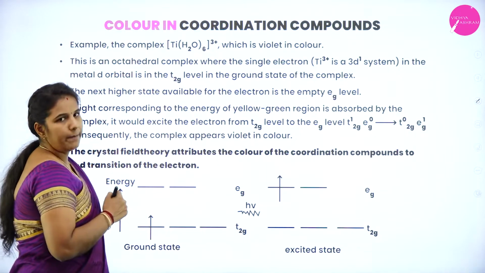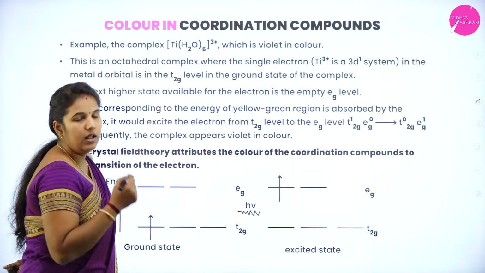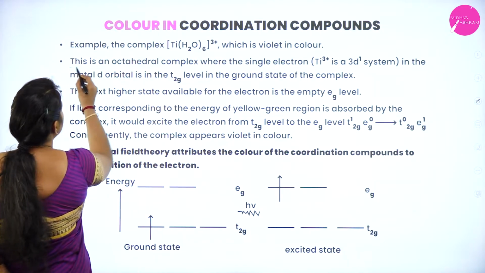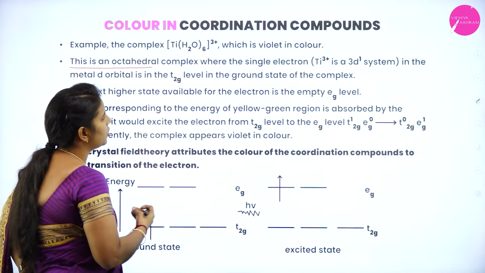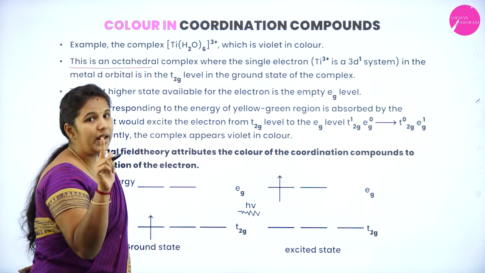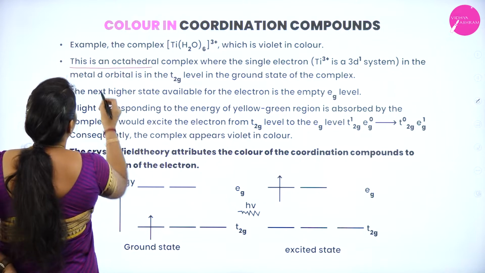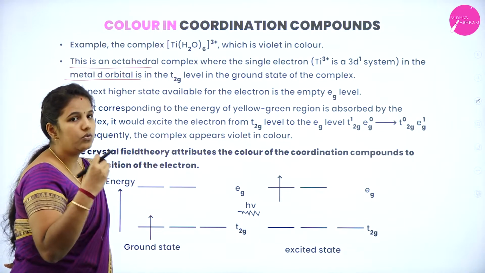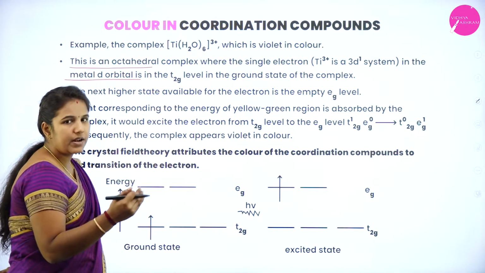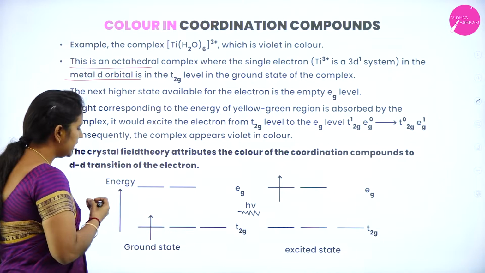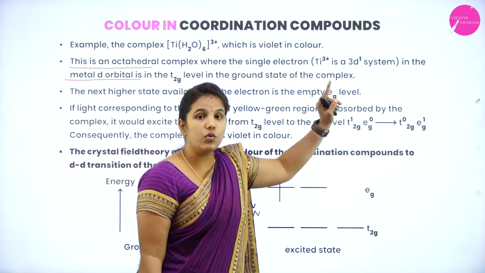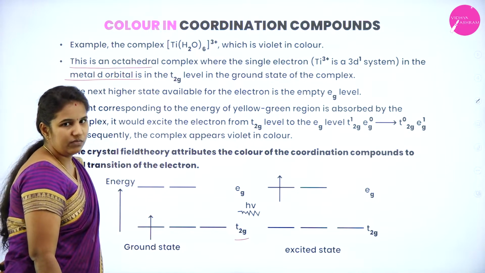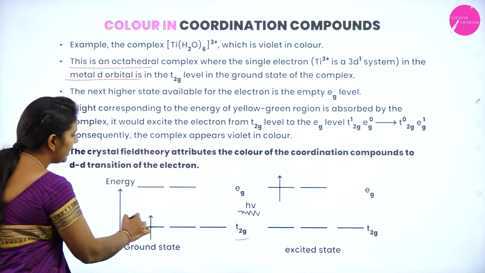Okay. So I'll take the example of the hexaaquatitanium(III) ion. We know that it is present with the violet color. Is it right? Yes. So it is an octahedral complex with a single electron, titanium(III), which consists of one electron in the 3d system, and the metal d orbital which contains that electron will be present where? In the t2g level. You can see that this is the energy level diagram for titanium. In that, how many electrons does it consist of? One electron in the 3d system. So that one electron will be present where? In the t2g. You can see that one electron I have shown here.